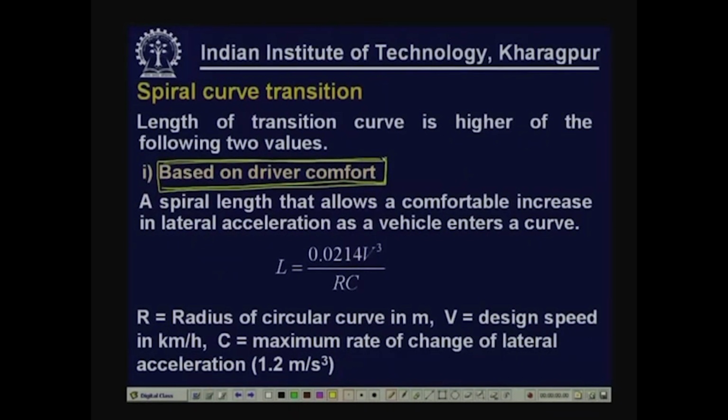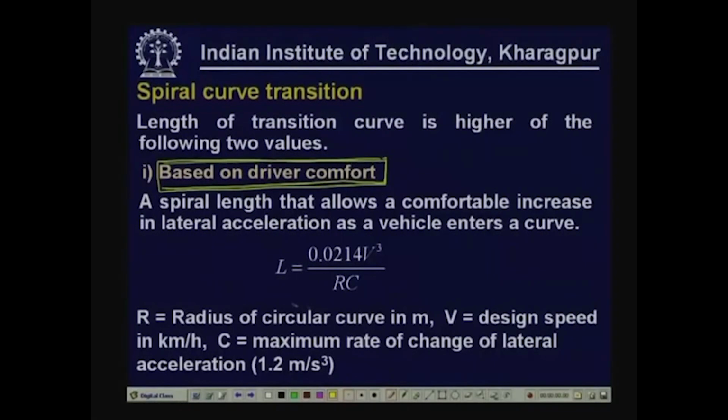Now, this first criterion, based on driver comfort, is similar to what we have already discussed when we covered the Indian Roads Congress provision: a maximum value of the rate of change of centrifugal acceleration. If length is known and velocity is known, then what is the time taken to cover the length of the transition curve? The maximum lateral acceleration v square by r is introduced in that time. So, what is the lateral acceleration that can be estimated, and accordingly we calculated the required length of the transition curve. The same basis is used here.